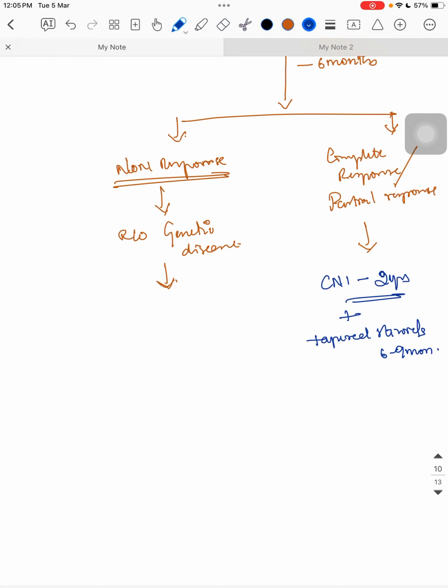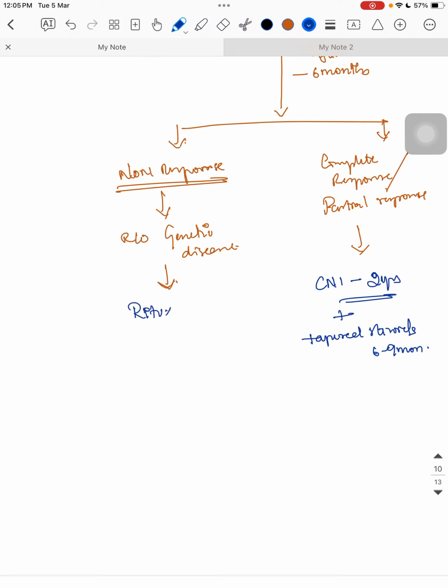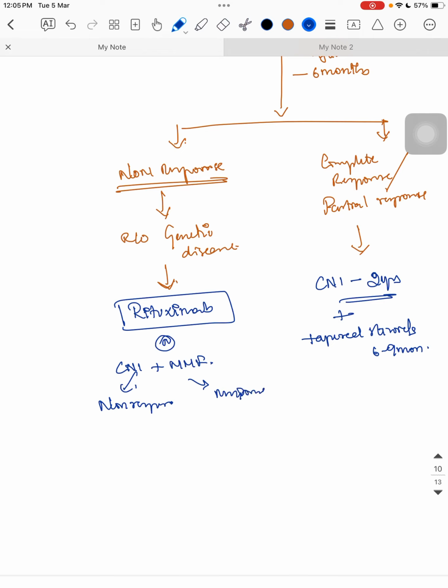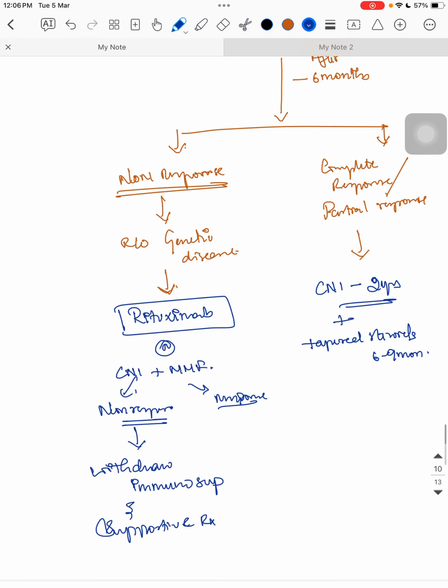Next, you have to consider treating the child with rituximab. Fine, you give rituximab to the child, or you can combine calcineurin inhibitors with mycophenolate mofetil. Next, you have to look for whether the child is non-responsive or responsive. When the child is non-responsive, you have to withdraw the immunosuppression and give only supportive treatment.